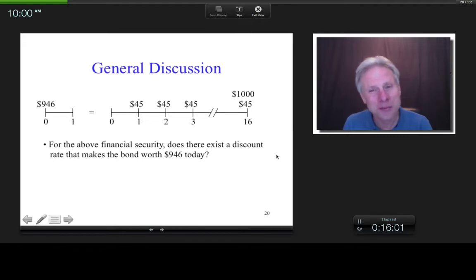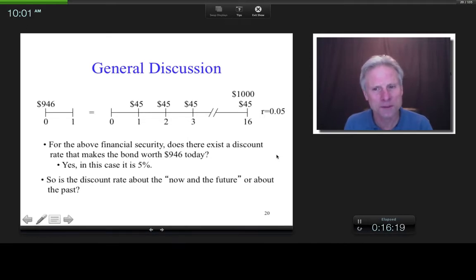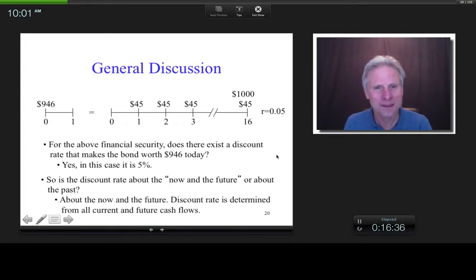That does, right? I mean, conceptually that exists. And if you calculated it, you get 5%. So therefore, when we're talking about discount rates, are we talking about something that reflects the now and the future, or something that reflects the past? Well, what do you see in the context of that diagram? Do you see historic cash flows, or do you see now and future cash flows? Now and future, right? So the discount rate, in theory, and what we want in practice, if we can get it, is basically about the now and the future.